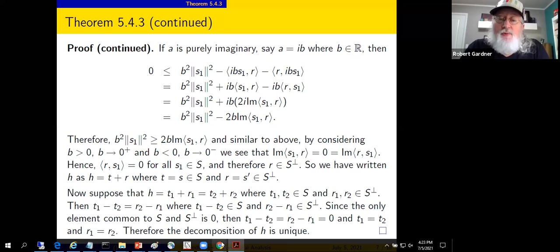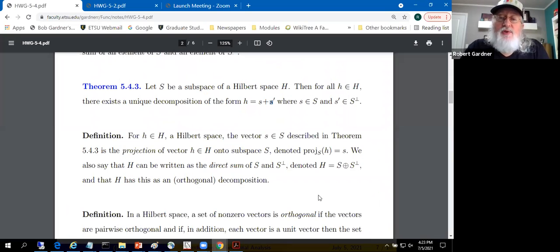So every vector in the Hilbert space can be uniquely represented as an element of S plus an element of S perp.